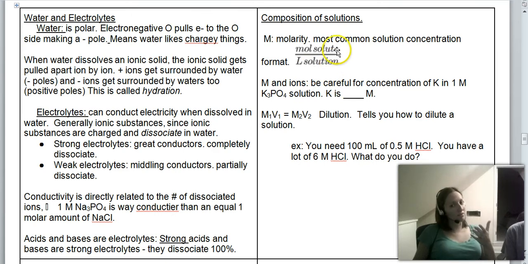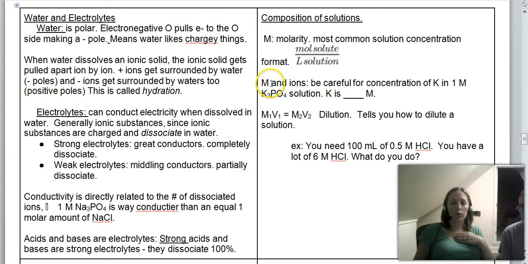So this one is the normal one, so that's nice. So moles of solute over liters of solution. Sometimes you end up having to do a mole of solute over 1,000 mL of solution in order to make things cancel when you're using this equality, so be aware of that.